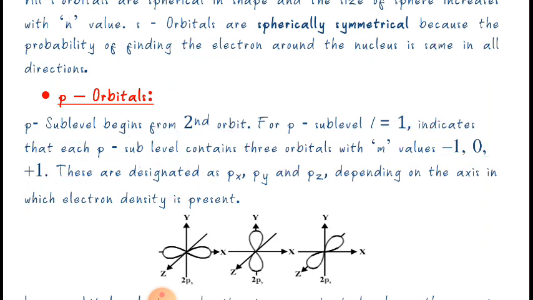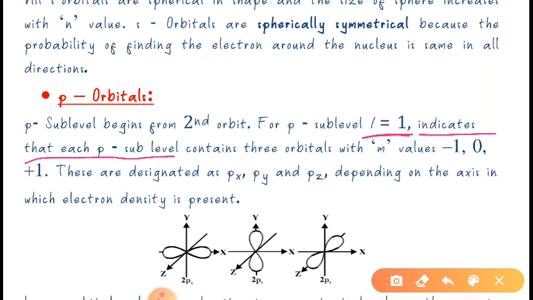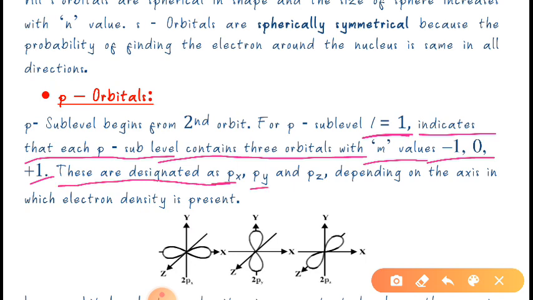In the same way, for the p orbital the value of L is 1, and it indicates that the p sublevel contains 3 orbitals with m values of minus 1, 0 and plus 1. These are named px, py and pz. Suppose minus 1 is px, this one is py, and this is pz. In this way they have been given their names.